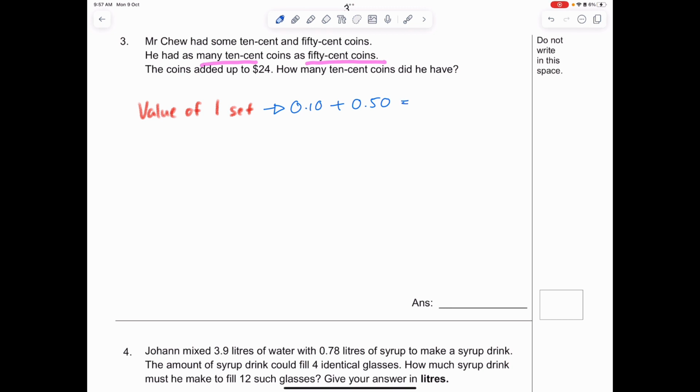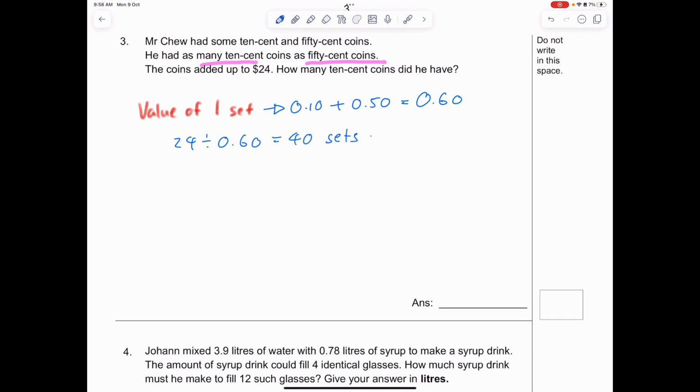So remember, when we are dealing with money, we try to always calculate in up to 2 decimal places. So this is 60 cents. Okay, but I'm omitting the dollar signs so that I don't have to deal with the dollar signs. So this is the value of one set. So what you can do is take $24. You will then take $24 divide by 0.60. Your answer is 40.